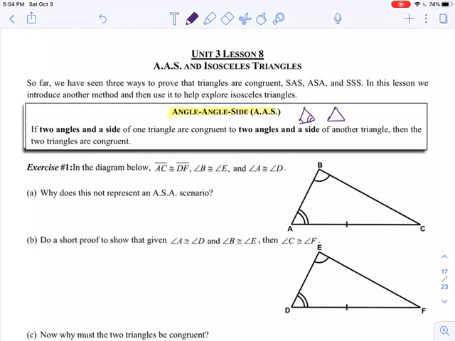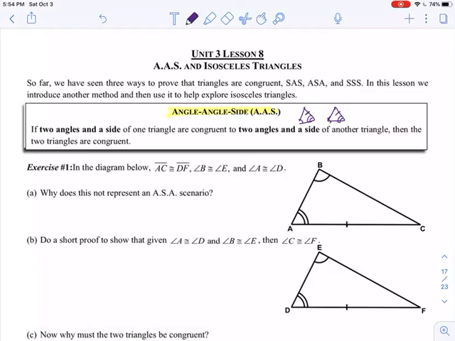What does angle-angle-side look like? Basically, you have two triangles, and you have two angles and a side of one triangle congruent to two angles and a side of another triangle. Then those two triangles have to be congruent.